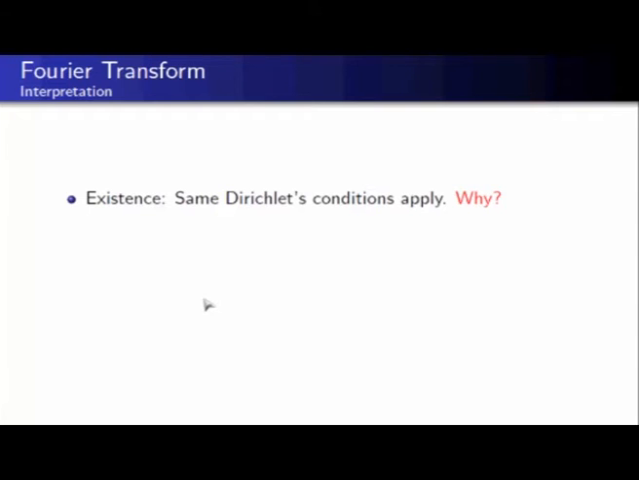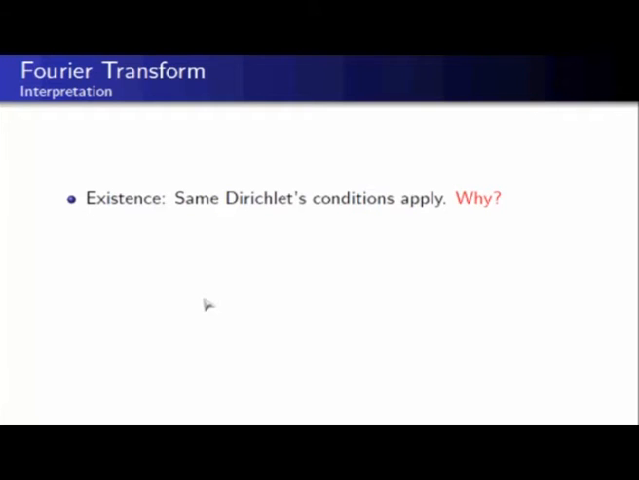For what kind of x of t does the Fourier transform exist? The answer is that the same Dirichlet conditions apply. Why? Because we used the Fourier series to derive the Fourier transform. So to me, if the Fourier series is more fundamental, the existence of that directly carries over to the Fourier transform.